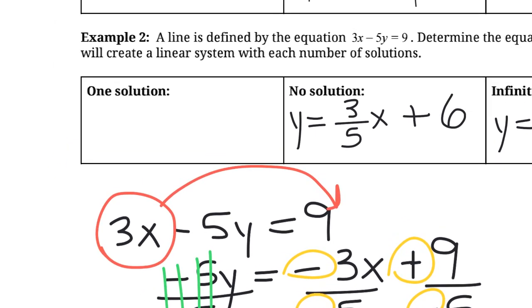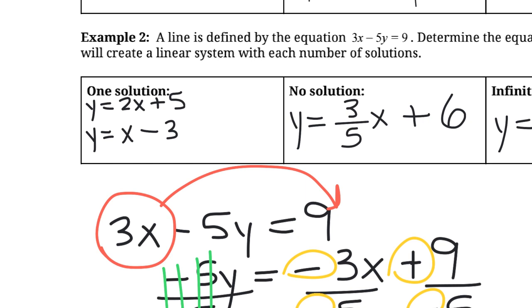So for example, maybe I could say y equals 2x plus 5. So the slope is completely different. I picked 2. And the y-intercept is completely different. So I picked 5. Other possibilities, maybe I could say y equals x minus 3. So here the slope is 1. That's completely different. And my intercept is negative 3. That's completely different as well.